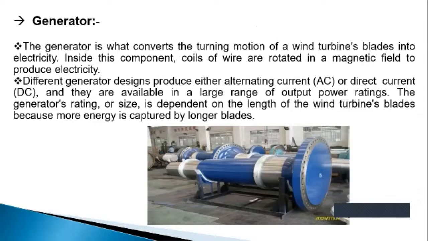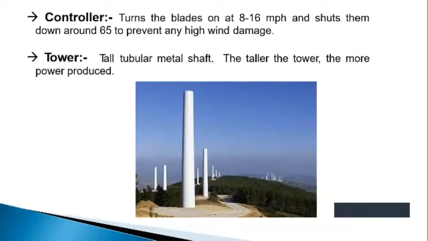The next is the generator. The generator is what converts the turning motion of the wind turbine blades into electricity. Inside this component, coils of wire are rotated in a magnetic field to produce electricity. Different generator designs produce either alternating current or direct current. They are available in a large range of output power ratings. The generator's rating or size is dependent on the length of the wind turbine blades, because more energy is captured by longer blades.